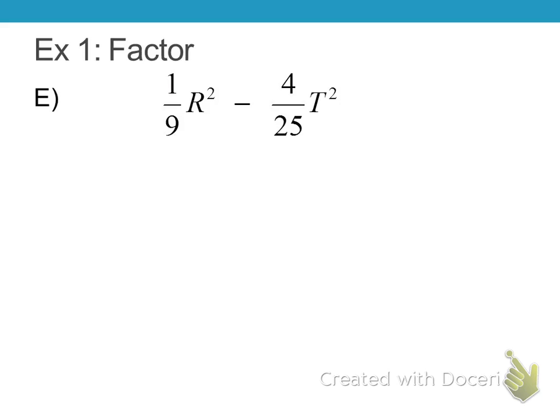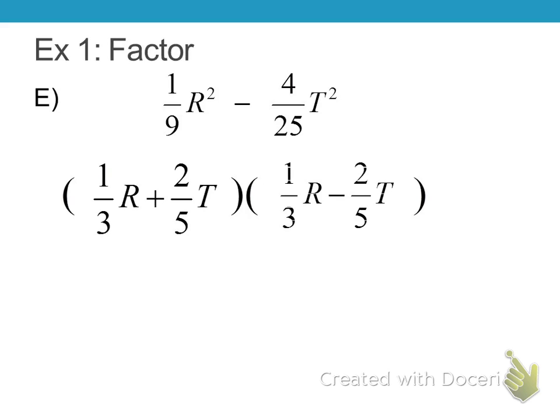Trying to get tricky on you. It is a difference of squares. What number times itself gives you 1 over 9? 1 over 3. Good. And then, of course, just r and r, right? In the back, 2 over 5 with the t. Good. Perfect. Give one a plus, give one a minus.